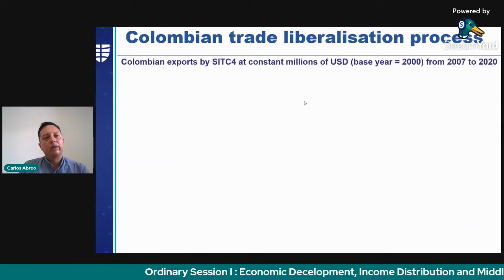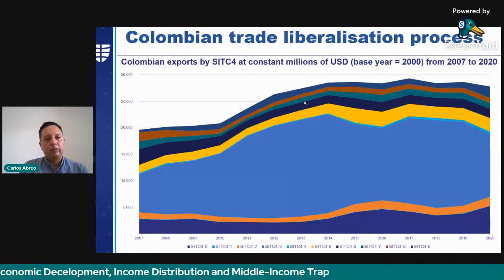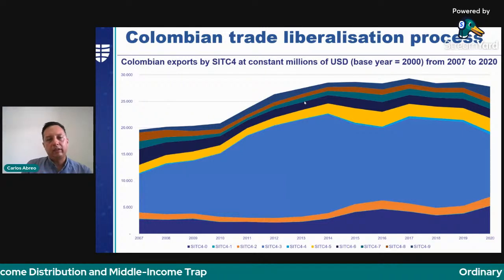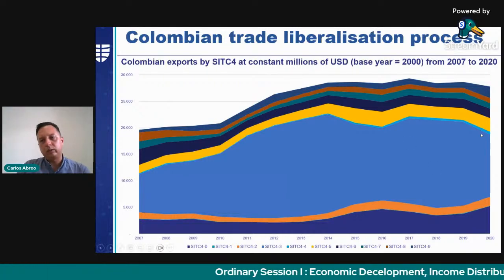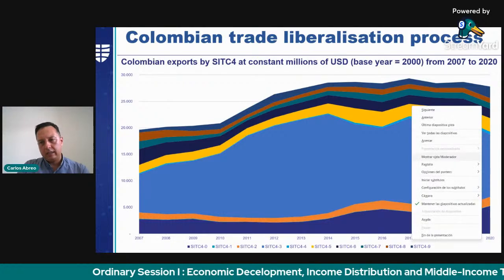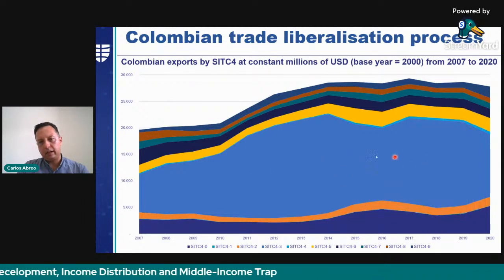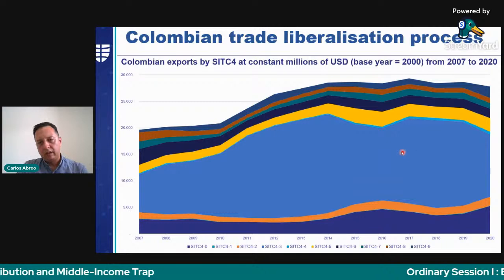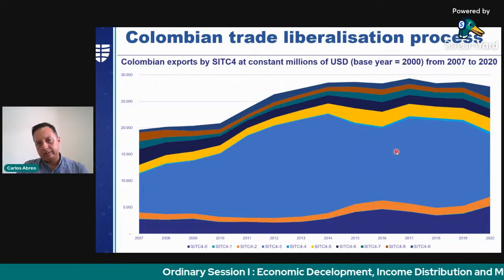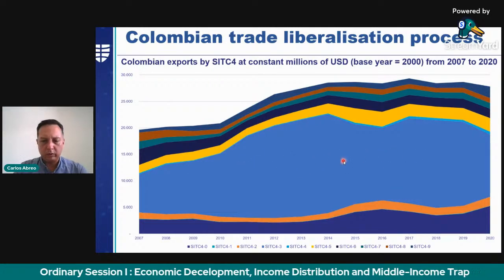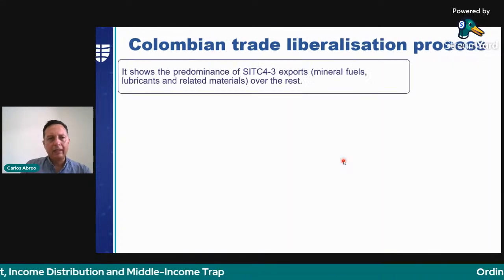And now you are going to see a chart where you can see Colombian exports by economic sectors at constant millions of USD from 2007 to 2020. Here you can see that oil and mining goods, in this color, are the most important group of exports of Colombia, and then food and live animals. But clearly the most important export group is where we can find oil and other minerals. And some facts about this.